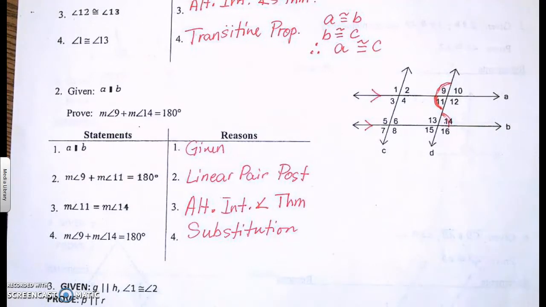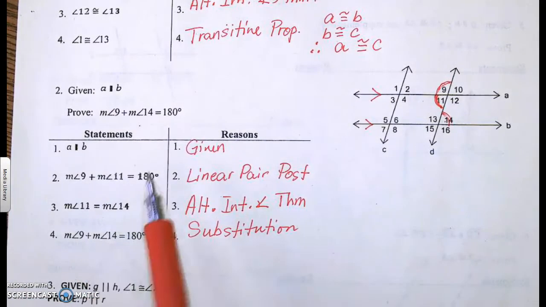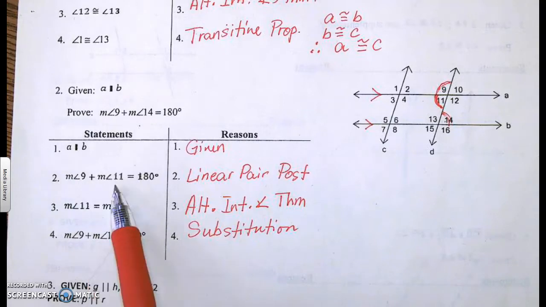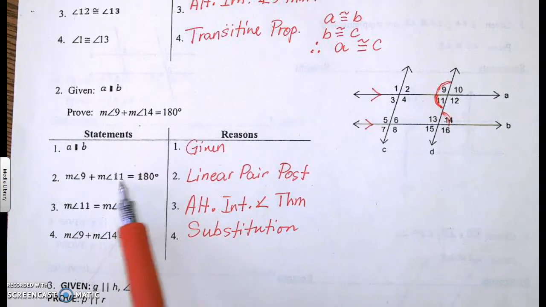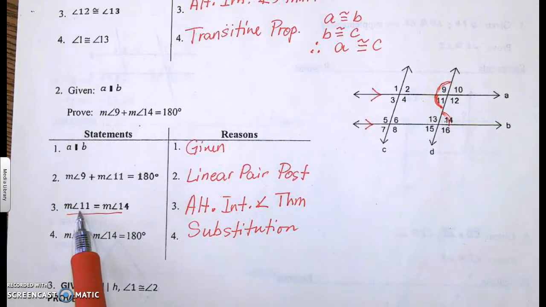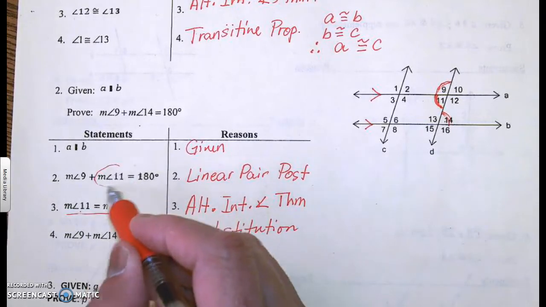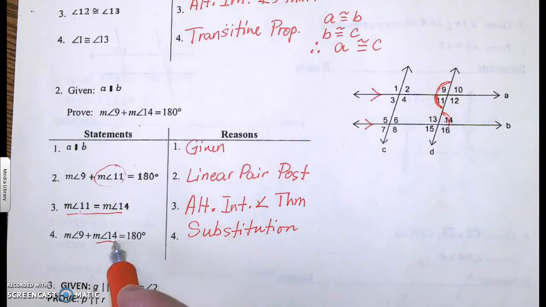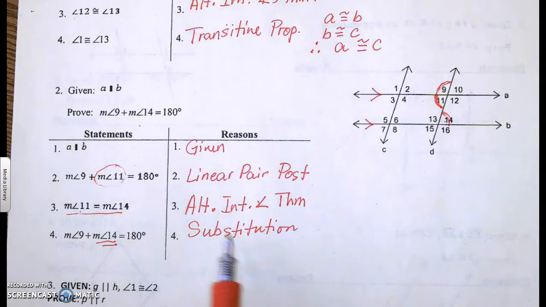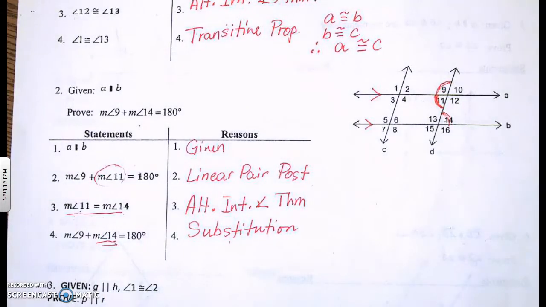Okay, so let's look at this. Please understand that if you're saying that measure of angle 9 plus measure of angle 11 is equal to 180 degrees, and you're saying right here that the measure of angle 11 is equal to measure of angle 14, notice that I took this out and substituted it with 14. That's the meaning of substitution. Once two items are equal, you can take out one and replace it with the other.